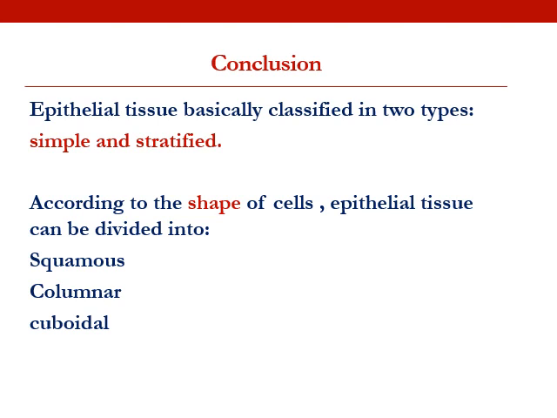According to the shape of the cells, the epithelial tissue can be divided into simple squamous epithelial tissue, simple columnar epithelial tissue, and simple cuboidal epithelial tissue. Also, the stratified epithelial tissue can be further classified according to the shape of the cells at the uppermost layer into stratified squamous epithelial tissue, keratinized and non-keratinized, stratified columnar epithelial tissue, and stratified cuboidal epithelial tissue.